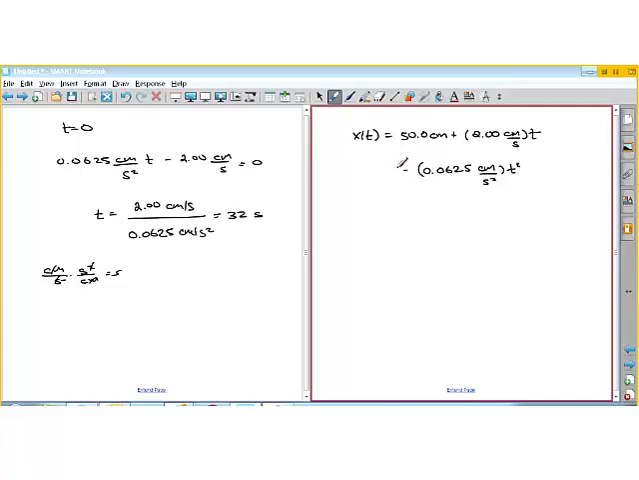Actually, it says what distance, what times, and then asks for the velocities. Okay, so we're going to have to solve for the time, and then once we have the time, we use that time in the velocity equation to calculate the velocity.